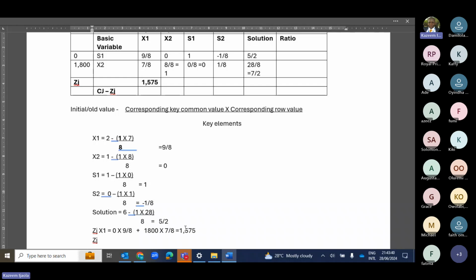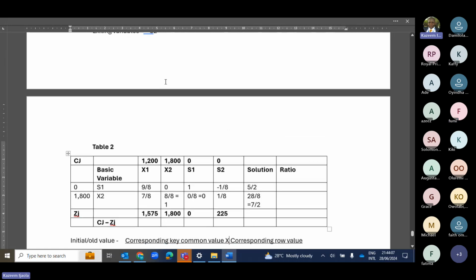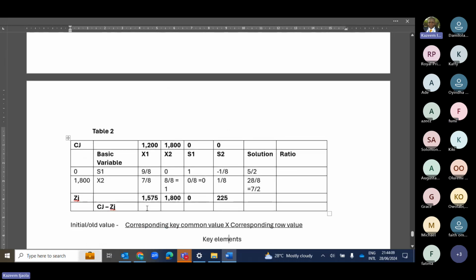The second one will be ZJ for S2. So it will be 0 times 0, plus 1/8 times 1. That's 1/8. You do the same thing for the other two because of time. So this will give you 0, and this will give you 225. This is what you have. Now you do CJ minus ZJ. 1/2 minus 575 will be minus 375.